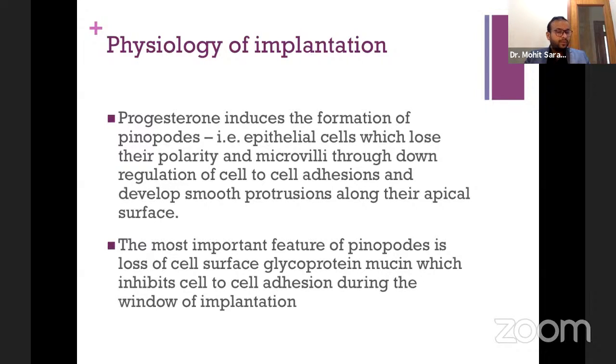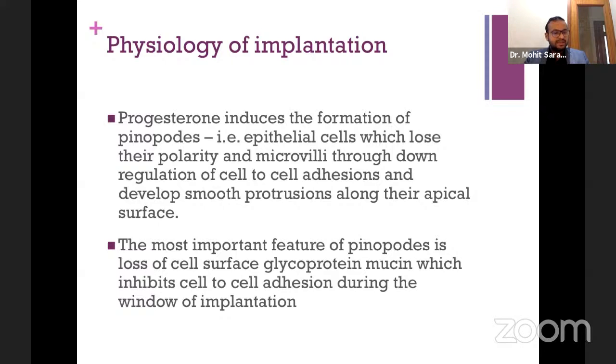Now, one of the popular theories is the Pinopod Theory. Progesterone induces the formation of pinopods on the endometrial epithelium. So what happens is the epithelial cells lose their polarity and microvilli due to the action of progesterone. And this occurs due to downregulation of what are known as cell-to-cell adhesion molecules. Because of downregulation of this, the embryo can implant upon the endometrium.